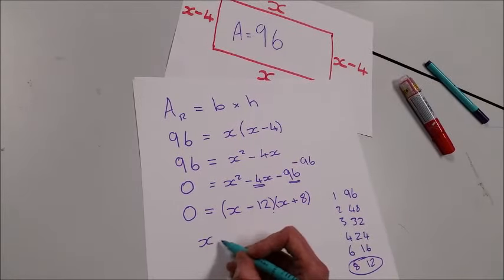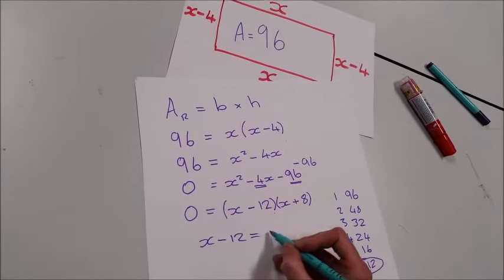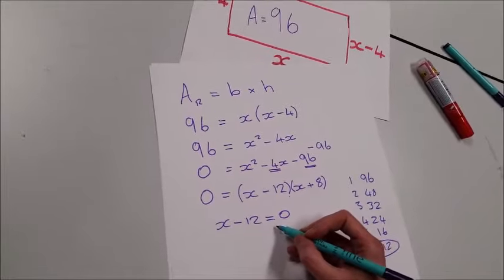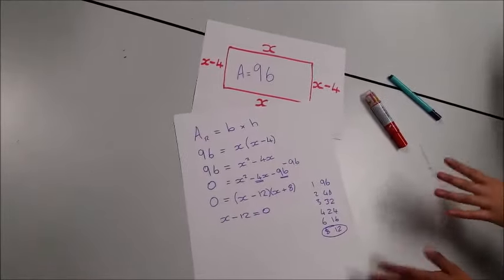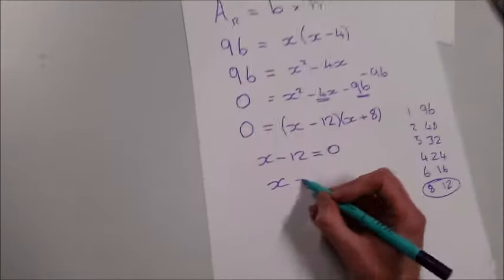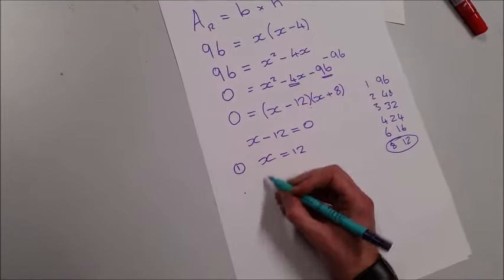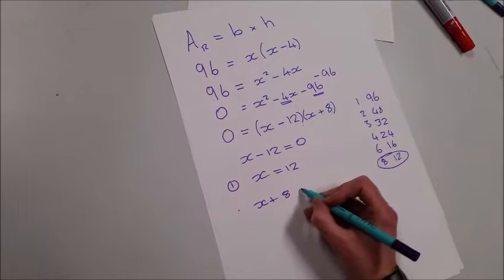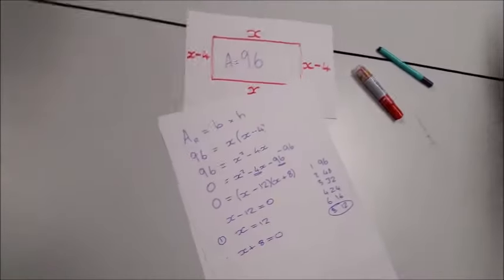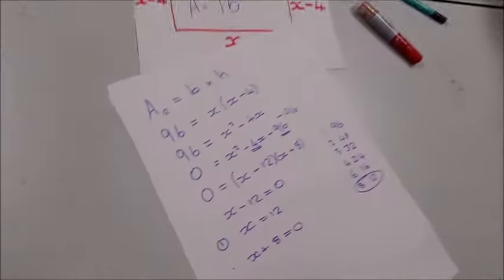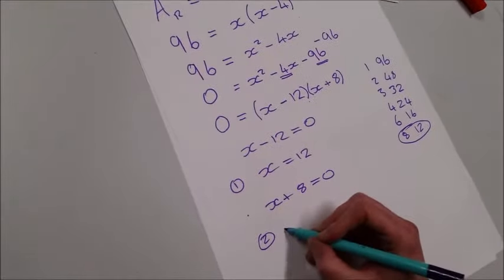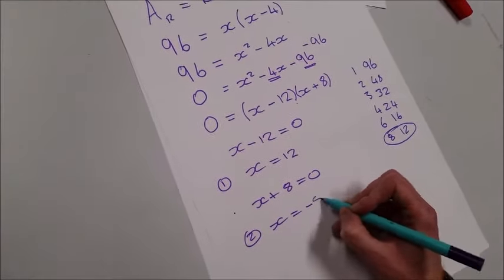If the first bracket is 0, then that means x equals 12. x is 12. If the second bracket is 0, then that means x equals minus 8. So, the second one means x is equal to minus 8.